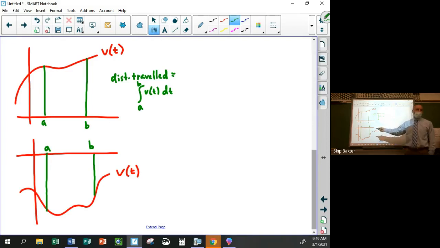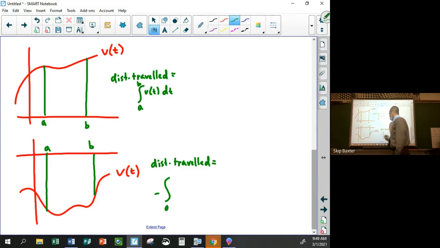Well, this integral would be negative. So the distance traveled would be the negative integral from A to B of v of t. Agreed? Because distance traveled can't be negative. You can't travel a negative distance, right?